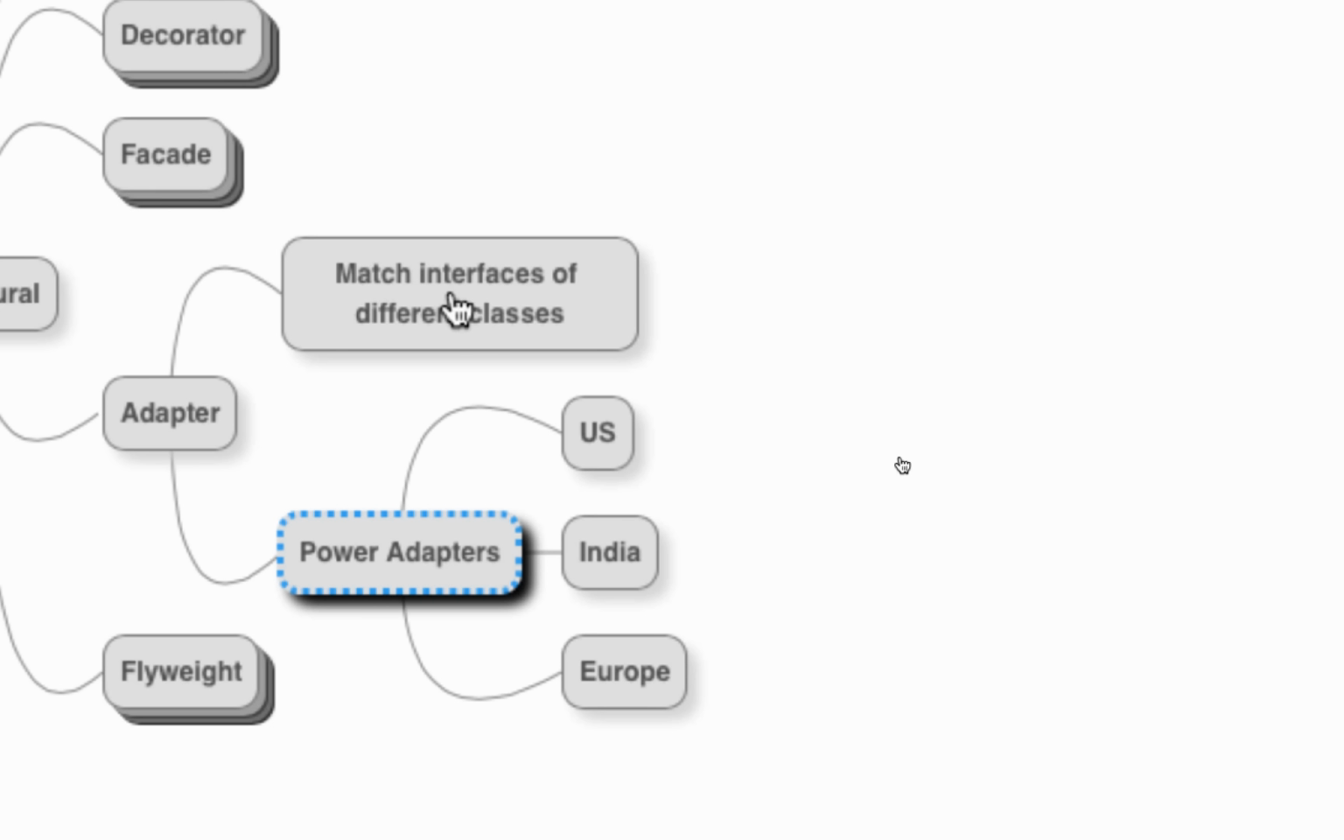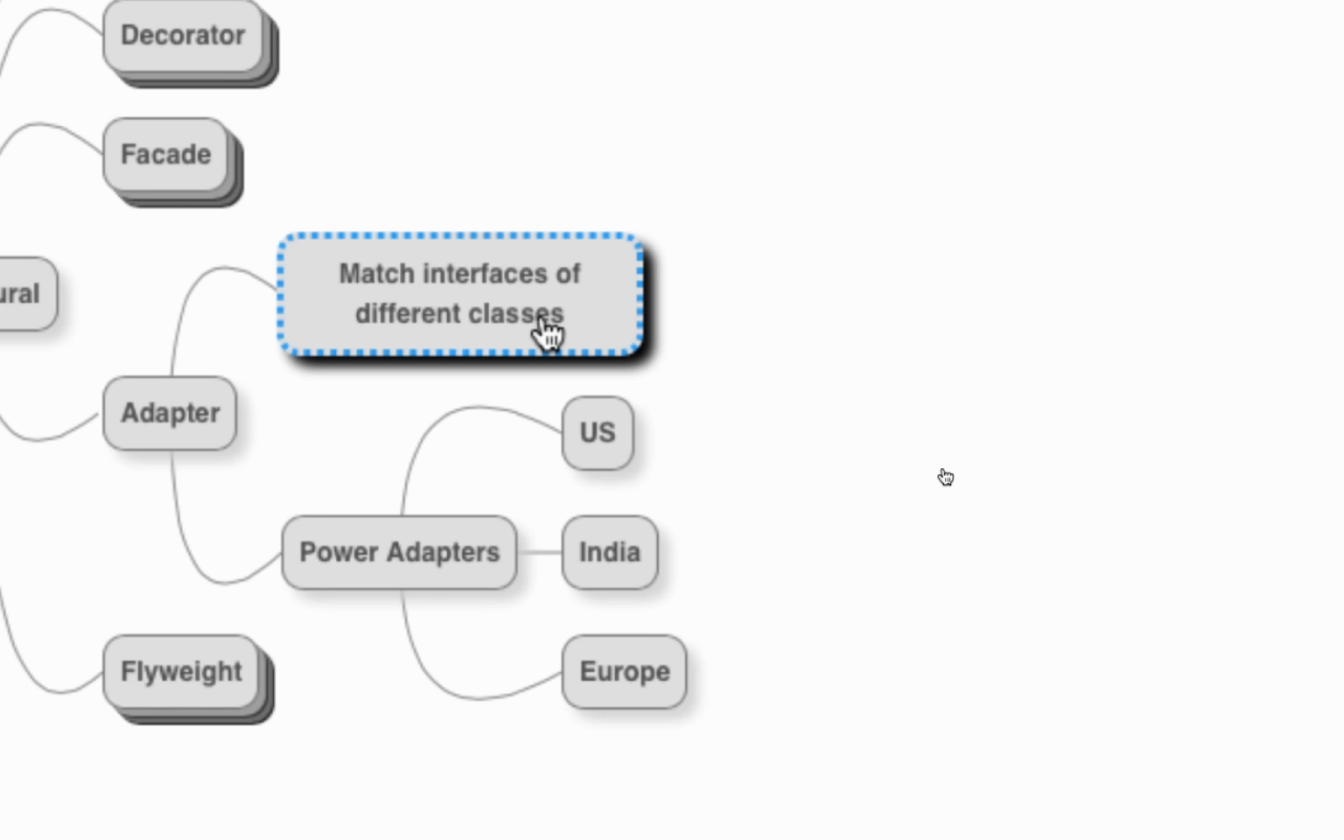It converts, matches interfaces of different classes. So I have two different classes which need to interact, but they're using two different interfaces. How do I connect them? What I do is I create an adapter class in between them and help them talk to each other. So that's basically the adapter pattern.